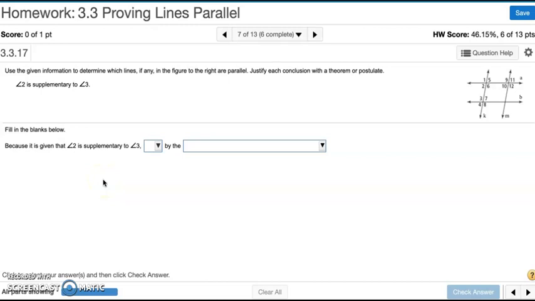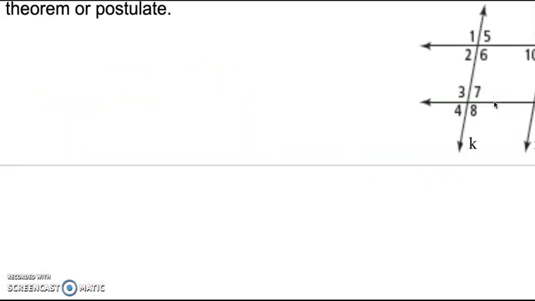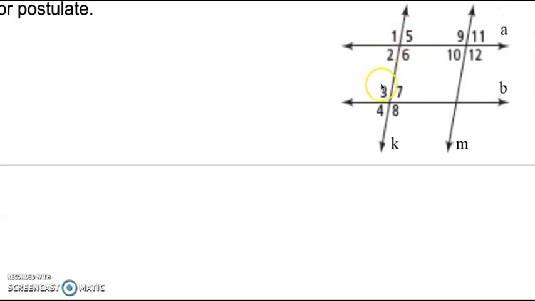Number 7. Use the given information to determine which lines, if any, in the figure to the right are parallel. Justify each conclusion with a theorem or postulate. So we have angle 2 is supplementary to angle 3. I'm going to zoom in to look closer at it. So here's angle 2 and angle 3. Looking at this, we can see that they are same side interior angles. When the lines next to them are parallel, they are supplementary, and the lines in question are A and B.